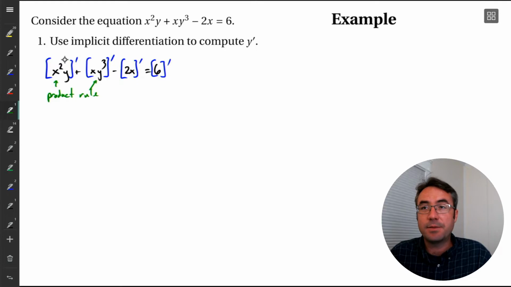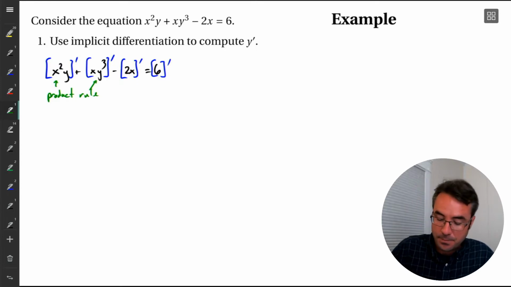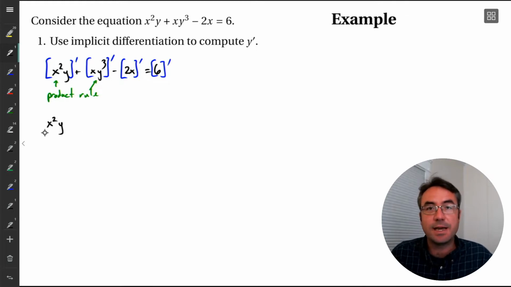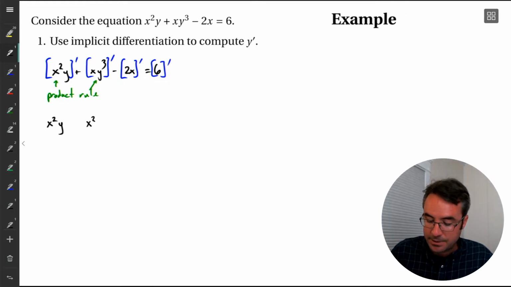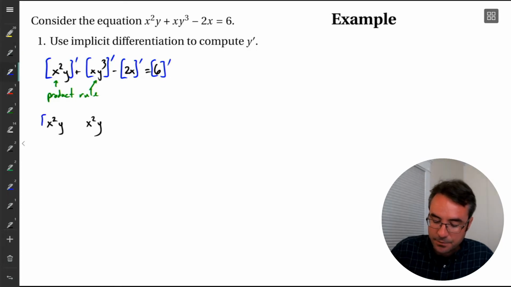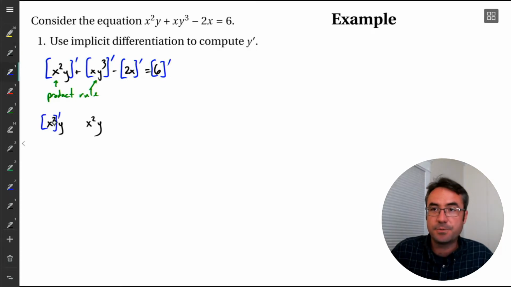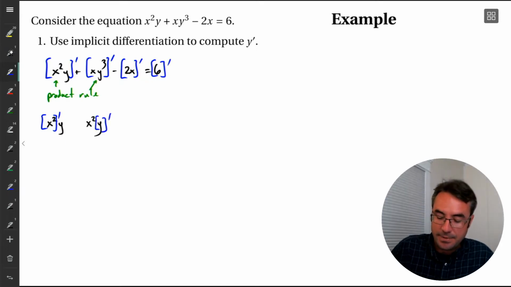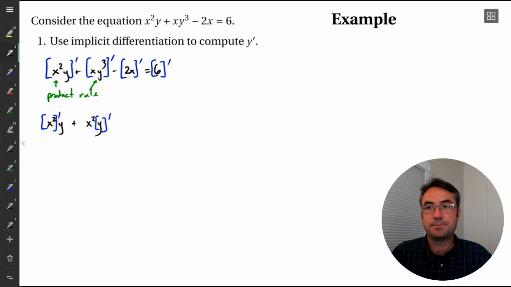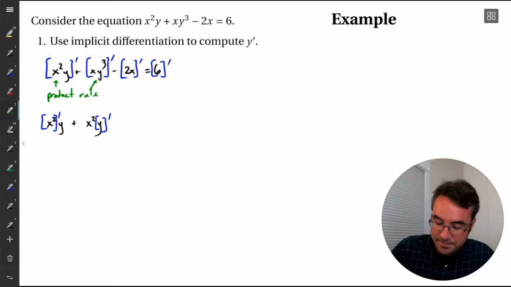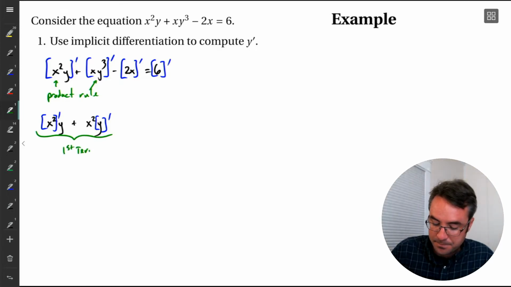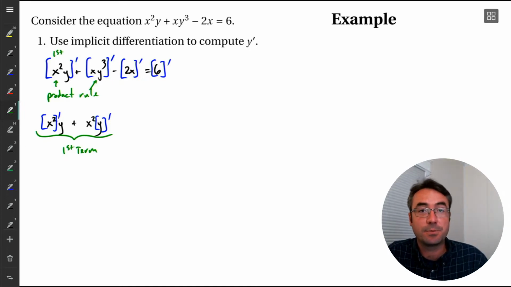All right, so let's apply the product rule for this first one. And what do we get? We write down two copies of our product, x squared times y, x squared times y. Then in the first copy, we apply the derivative to just the first part, and in the second copy, we apply the derivative to just the second part. And then we put a plus sign in the middle. So that's the first term, differentiated with the product rule.